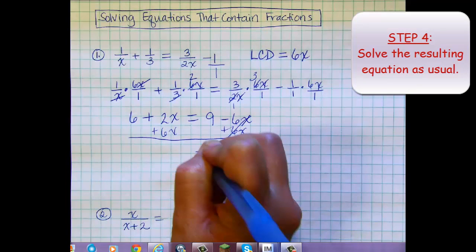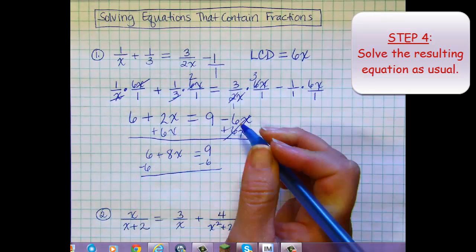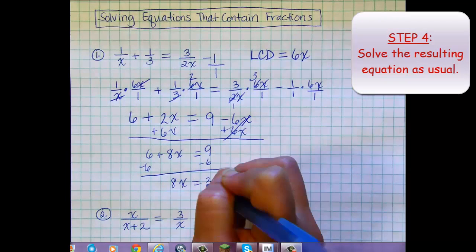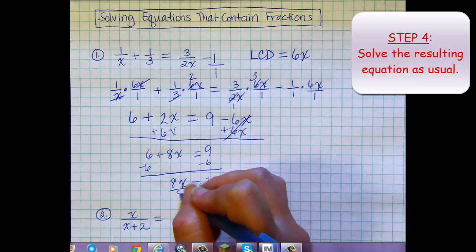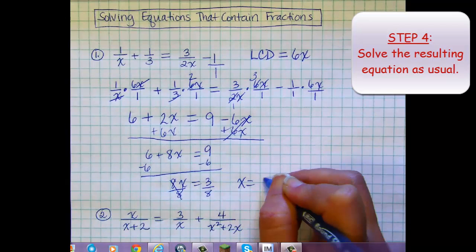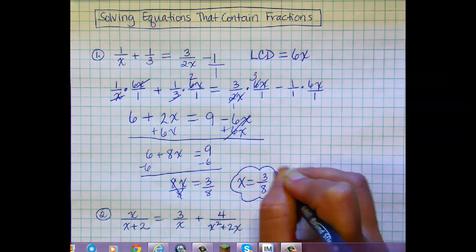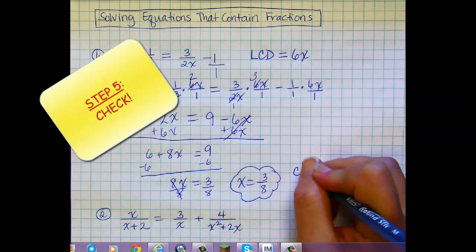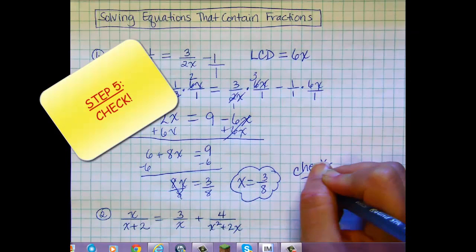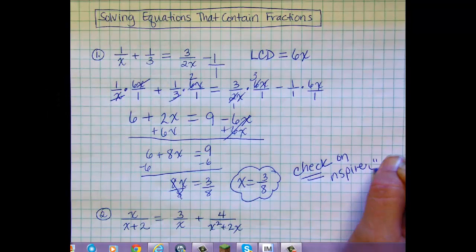So here I add 6x to both sides, subtract 6, and divide by 8. So finally, I think my answer is 3/8. And I say I think because you need to check these. Often in Algebra 2, you'll get roots that don't work. Extraneous roots, they're called. So use your Inspire, store that value to check, and I'll remind you of how to do that next.